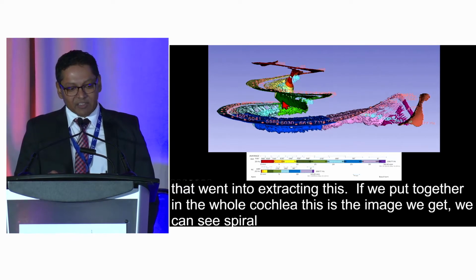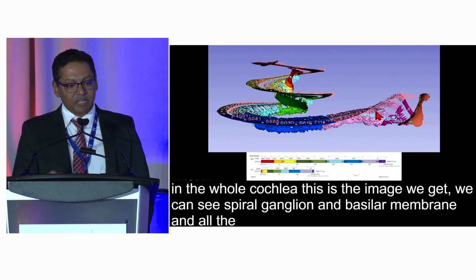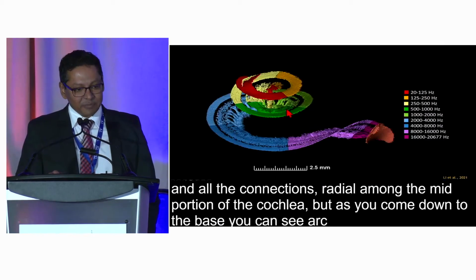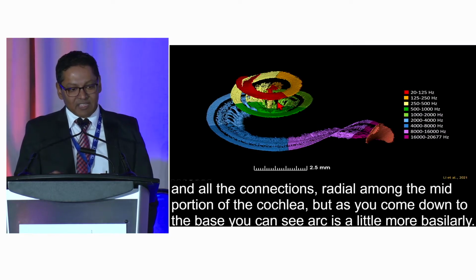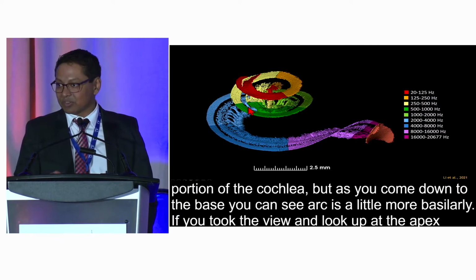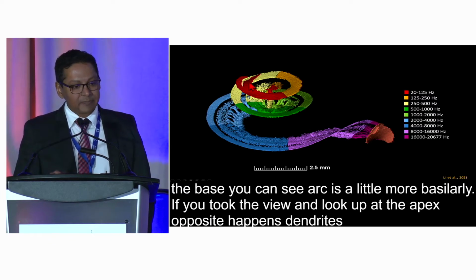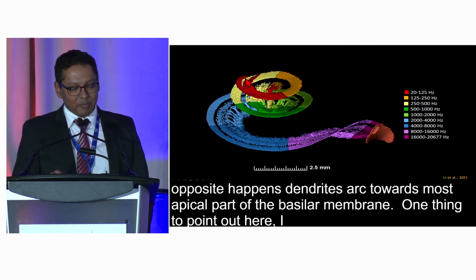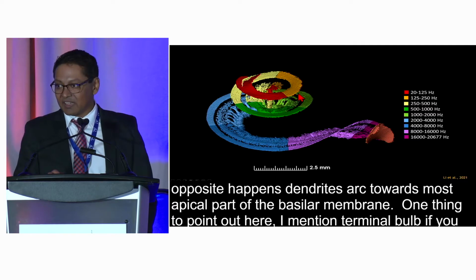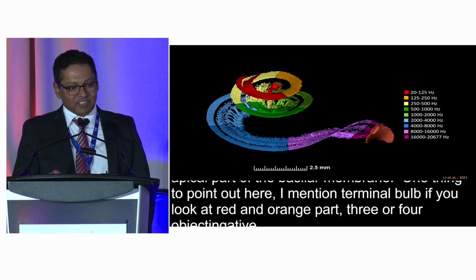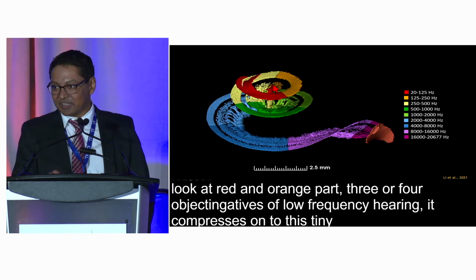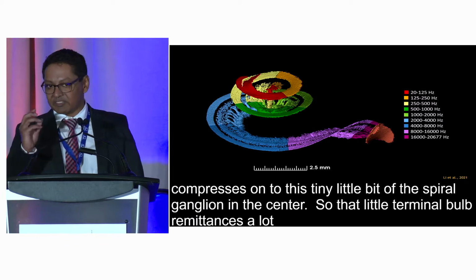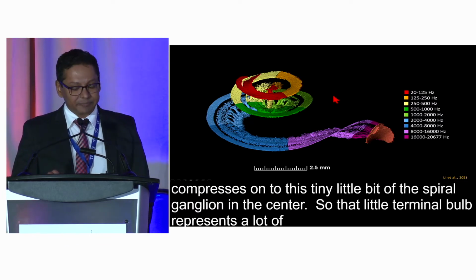You can see they're radial along the mid portion of the cochlea, but as we come down to the base, you can see that they arc a little bit more basally. So if we tilt the view and look up at the apex, the opposite happens. These dendrites start to arc more apically towards the most apical part of the basilar membrane. One thing to point out here, and I mentioned that terminal bulb, if you look at this entire red and orange part of the basilar membrane, we're looking at almost 3 to 4 octaves of low frequency hearing, and it compresses onto this tiny little bit of the spiral ganglion in the center. So that little terminal bulb represents a lot of low frequency. So there's not a lot of spectral resolution if you're trying to stimulate the spiral ganglion alone.